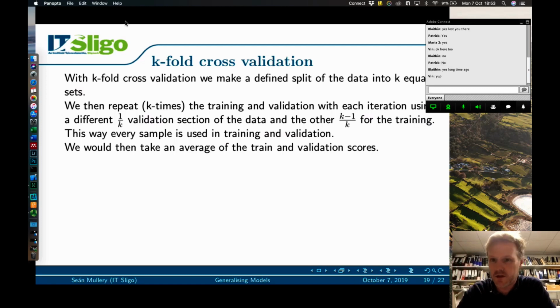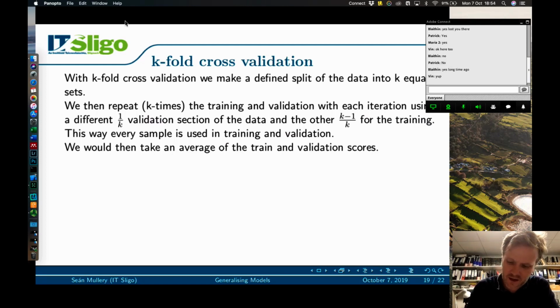So let's say k is equal to 3. We divide our data into 3. What we then do is repeat k times the training and validation, with each iteration using a different 1 divided by k as the validation section of the data, and the other k minus 1 divided by k for training. This way every sample is used for both training and validation. And then we take the average of the train and the validation scores.